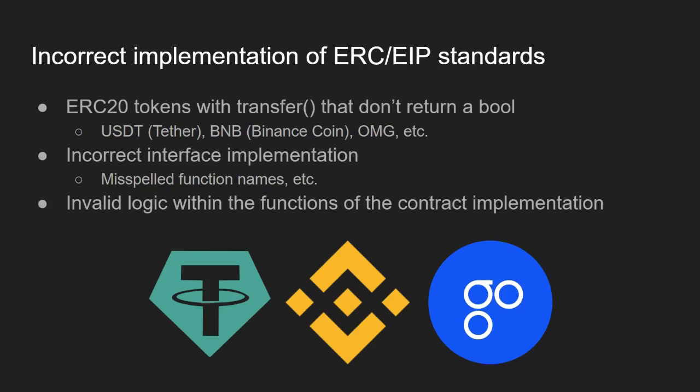So if you misspell function names or the logic within the functions of the implementation itself is false. For example, ERC20 tokens need to have a balanceOf function that takes an address as a parameter and then returns the number of tokens it has. If the balanceOf function that you code up doesn't do that, then it's not meeting the standard.